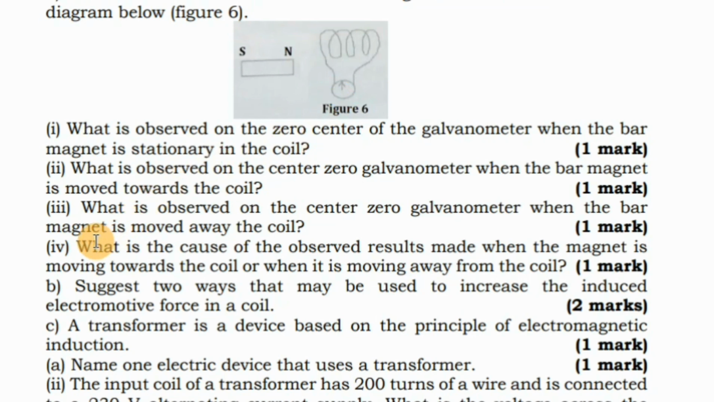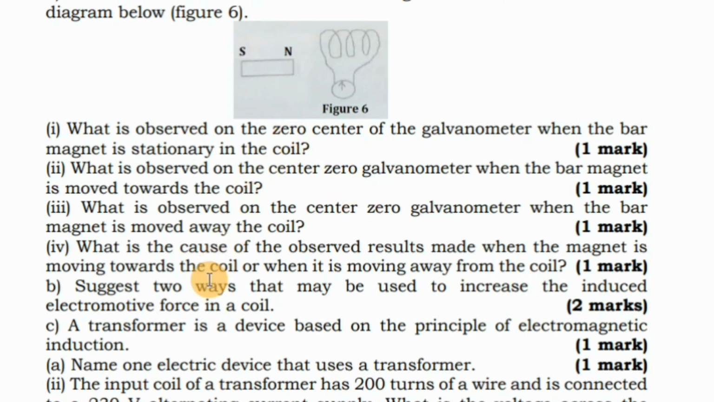The next question, what is the cause of the observed results when the magnet is moving towards and when it is moving away from the coil? It's understandable. What is causing that deflection to happen is because there is relative movement between a conductor and a magnet.